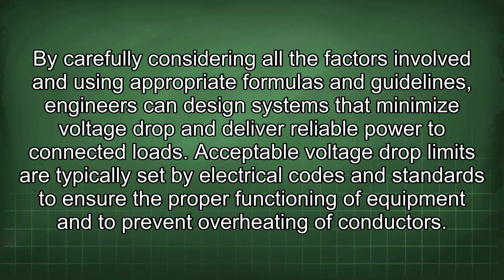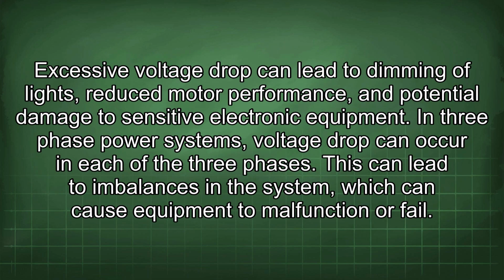Acceptable voltage drop limits are typically set by electrical codes and standards to ensure the proper functioning of equipment and to prevent overheating of conductors. Excessive voltage drop can lead to dimming of lights, reduced motor performance, and potential damage to sensitive electronic equipment. In three-phase power systems, voltage drop can occur in each of the three phases. This can lead to imbalances in the system, which can cause equipment to malfunction or fail.